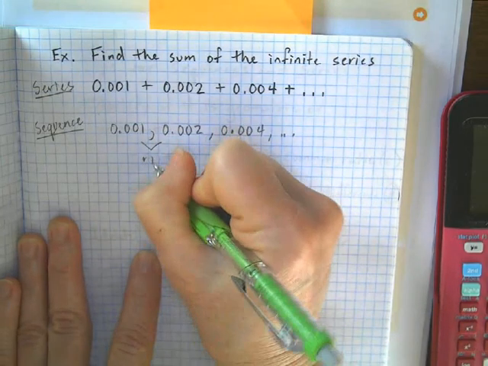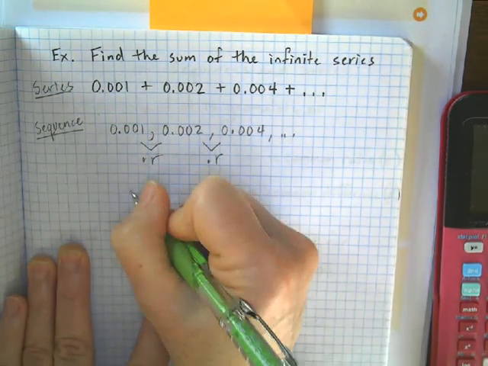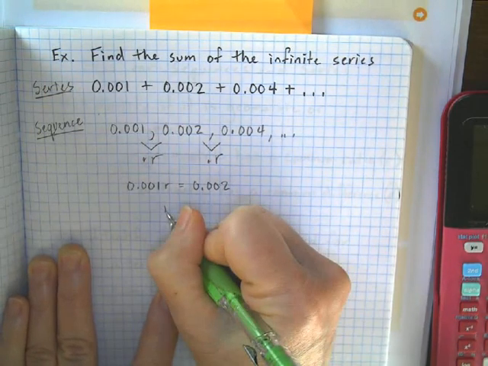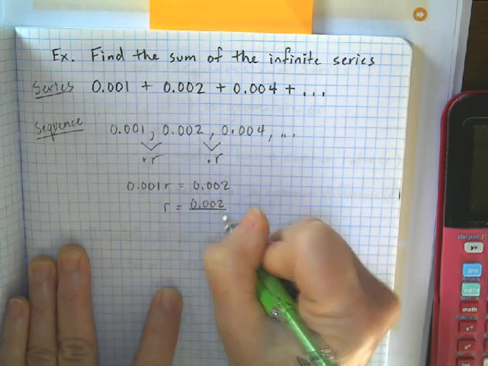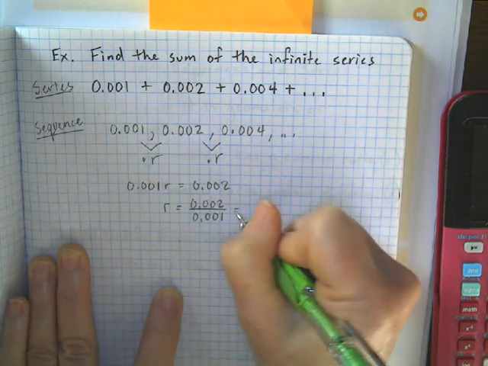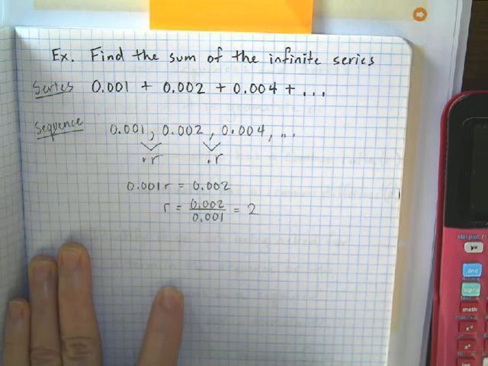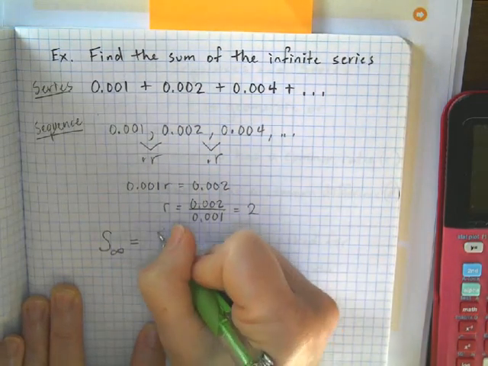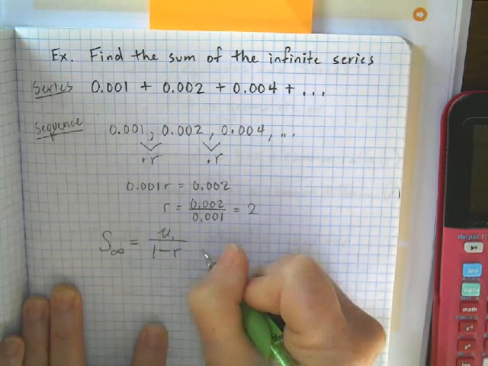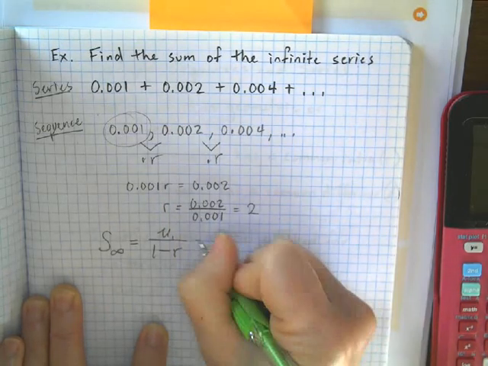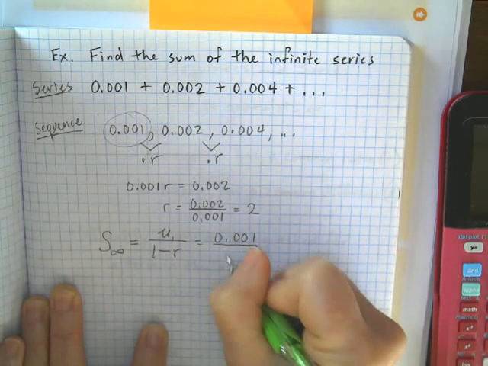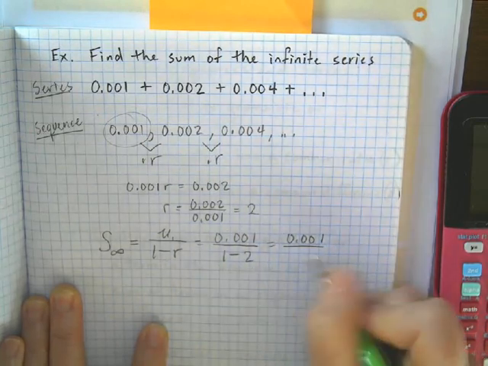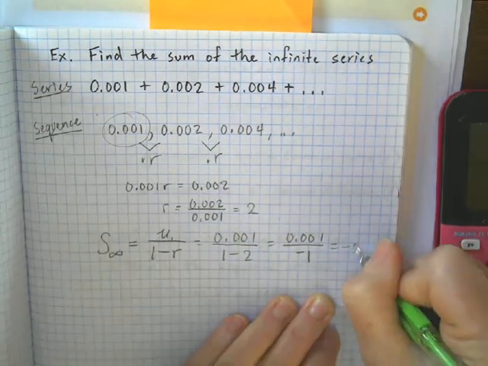So times by r, times by r. I'm going to have 0.001 times r is equal to 0.002. Solve for r: r is equal to 0.002 divided by 0.001, and that simplifies to 2. Now I'm going to set up my sum of my infinite series, which is u sub 1 over 1 minus r. My u sub 1 is my first term, 0.001, divided by 1 minus r, where r is 2. I get 0.001 divided by 1 minus 2, which is negative 1, which equals negative 0.001.